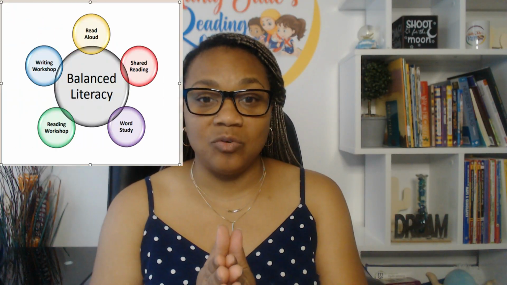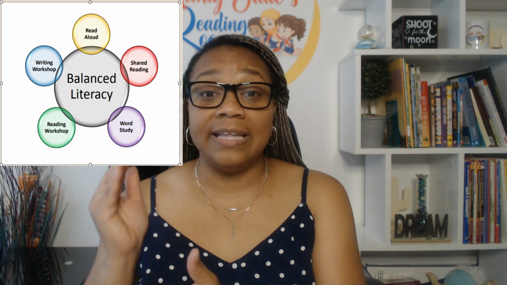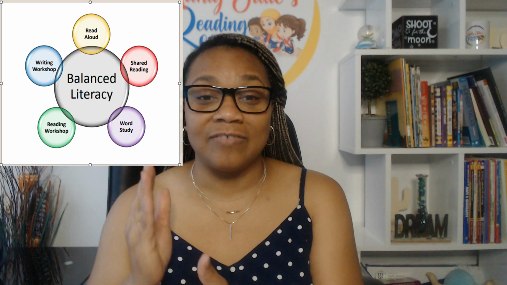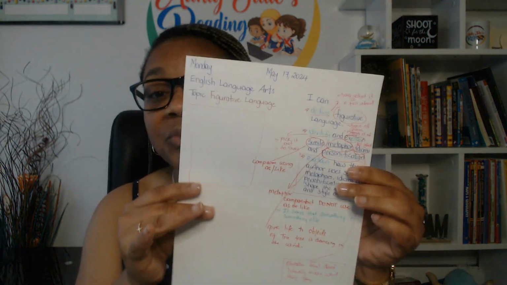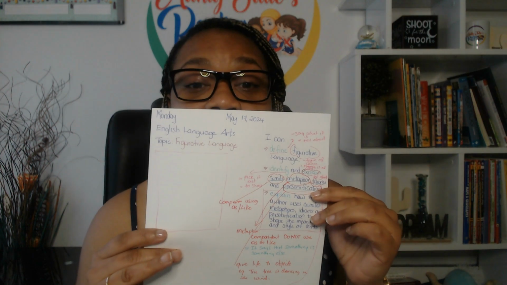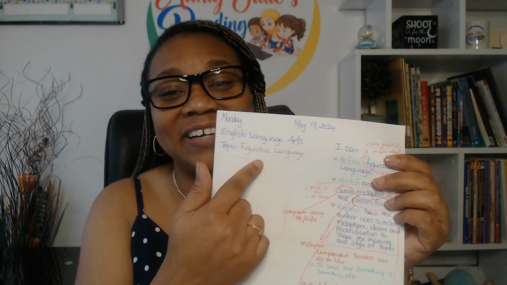The balanced literacy ELA framework begins with a read aloud, then we move into shared reading, then word study, then our reading workshop, and then our writing workshop. Of course, I would have written this up on my board already. I say, good morning class. Today we will be learning about figurative language.